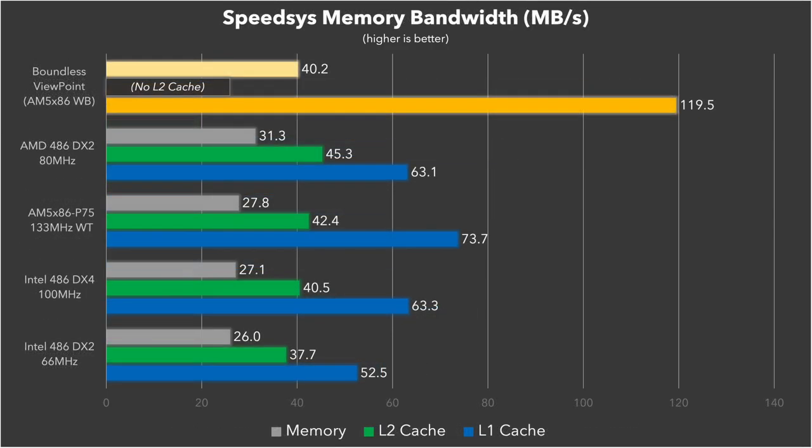Moving on to memory, we can see that the Viewpoint is right at the top again. The L1 bandwidth is just off the charts here because of the write-back caching implementation. But interestingly, the memory bandwidth is also way ahead. I think some of this performance is likely due to the write-back caching, but I think having EDO versus FPM memory is also playing a bit of a role here too.